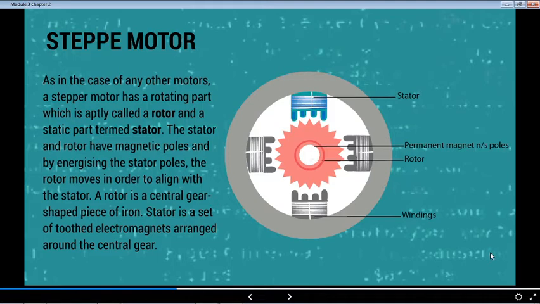Stator is a set of toothed electromagnets arranged around the central gear. If you see the diagram, the stator is the part which has the windings. You can see the windings over there, and there is a permanent magnet in between the rotor which moves.